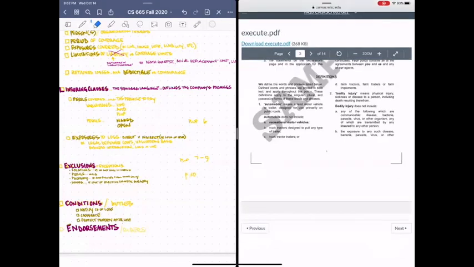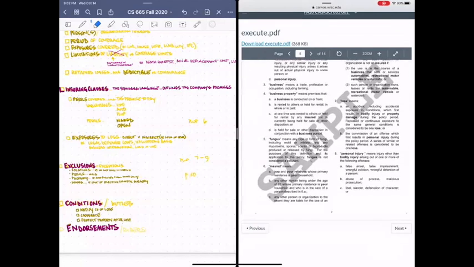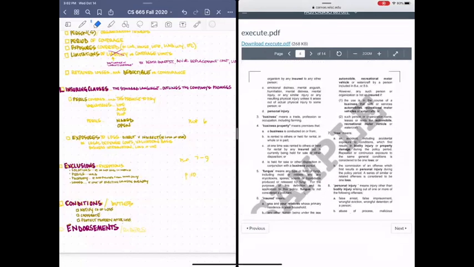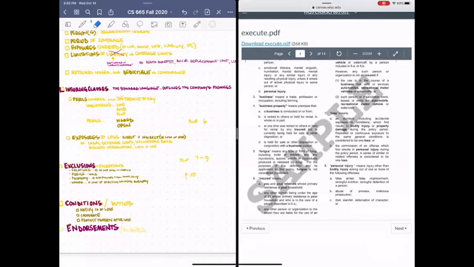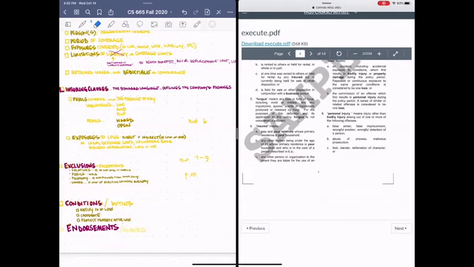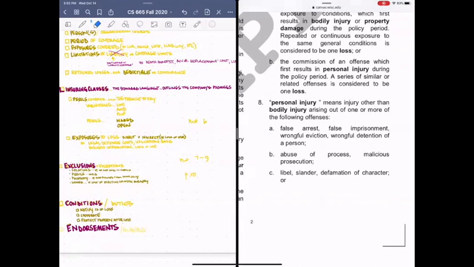Now, again, we're just in the definition section of this policy, but the definitions are very, very helpful, especially since you know that this is a personal liability umbrella policy. It is not intended to cover business activities. So you can see how we've got some definitions in here around what business activities include and what business property includes.